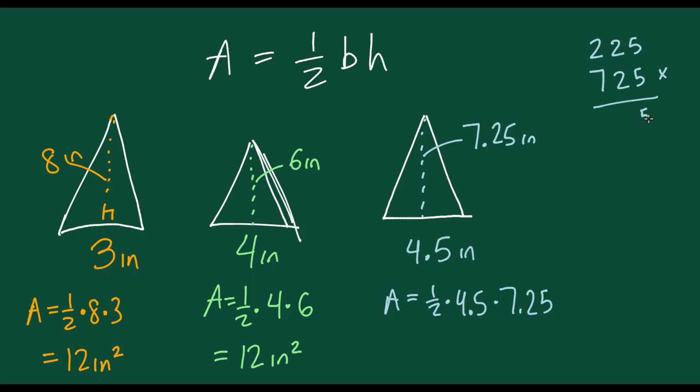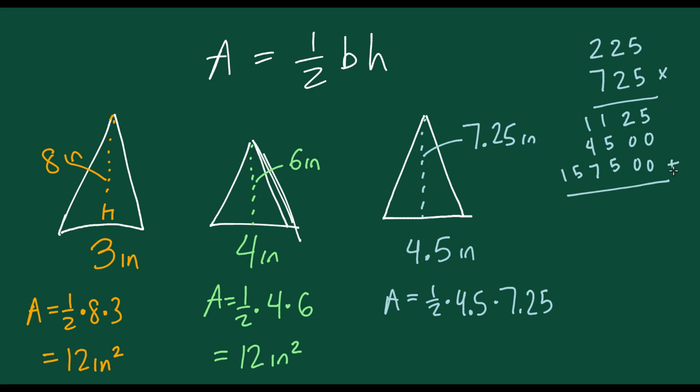5 times 5 is 25. Carry the 2. 5 times 2 is 10, plus 2 is 12. Carry the 1. 5 times 2, 10 plus 1, 11. 2 times 5 is 10. Carry the 1. 2 times 2 is 4, plus 1. 2 times 2 is 4. 7 times 5 is 35. Carry the 3. 7 times 2 is 14, plus 3 is 17, plus 1. 7 times 2, 14 plus 1, 15.